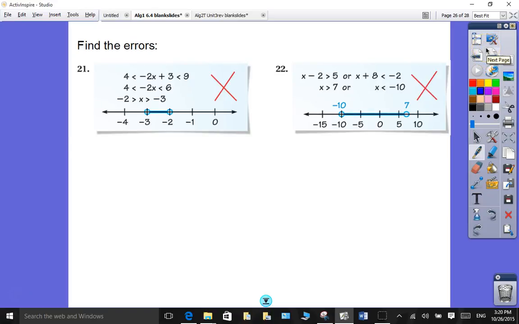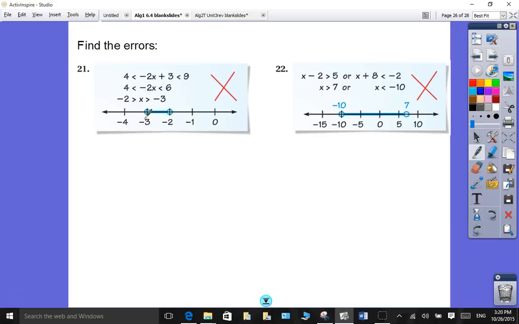Okay, find the errors. That means we're at the end. Find the errors. If you want to pause for a second before I give away the secret, then go ahead and do that. You know, the first thing you might be drawn to is you see that there's a negative 2x, and you're thinking, ooh, when they divide by negative 2, I'll bet they're going to forget to flip those signs. But they didn't, right? The less thans became greater thans, so that's good. So it wasn't that.